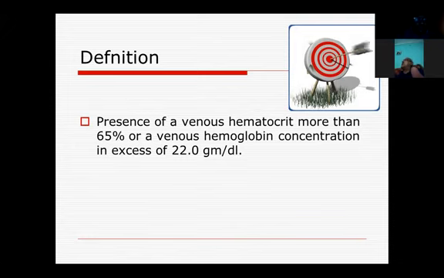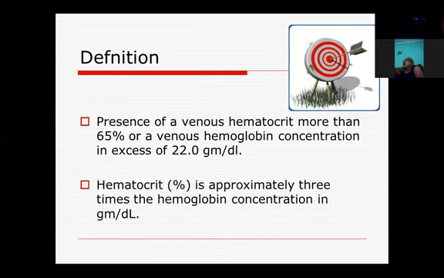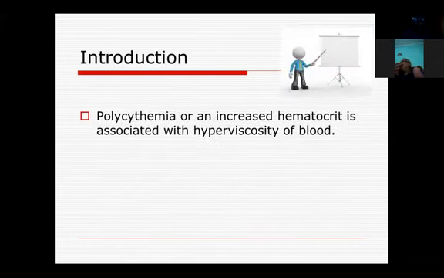So what is the proper definition? Presence of venous hematocrit more than 65% or venous hemoglobin concentration in excess of 22 gram per dl. Hematocrit is approximately 3 times the hemoglobin concentration in gram per deciliter. So after knowing the definitions and various terms, we should know why we are discussing polycythemia.